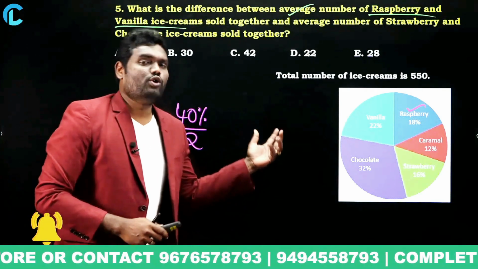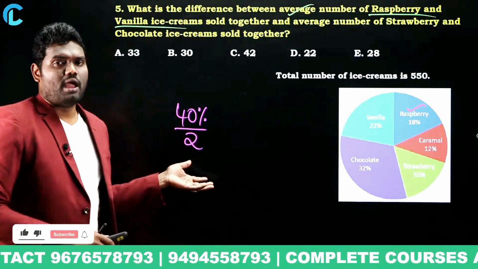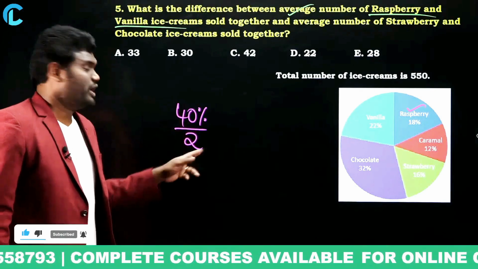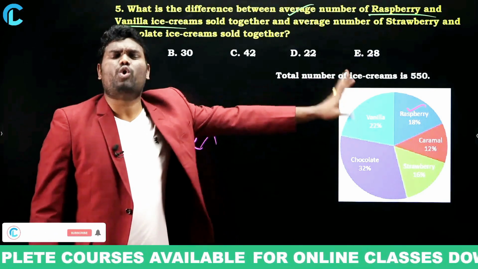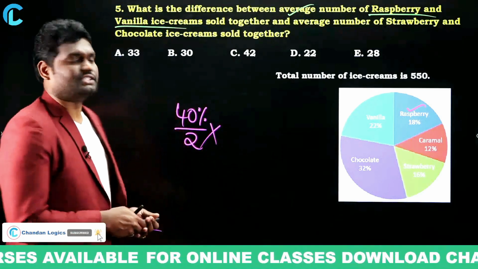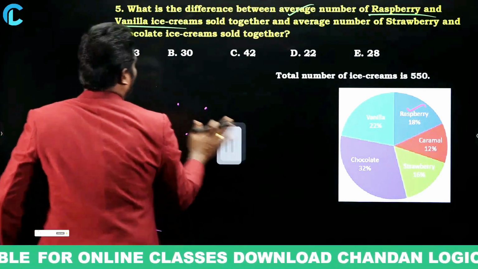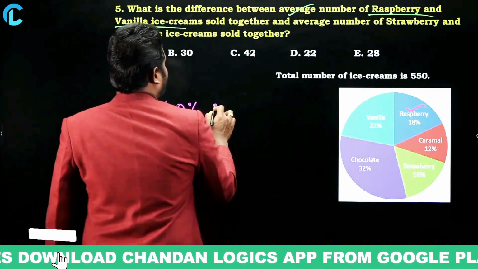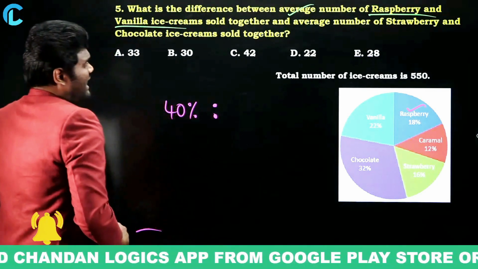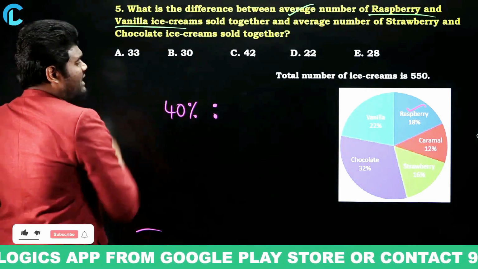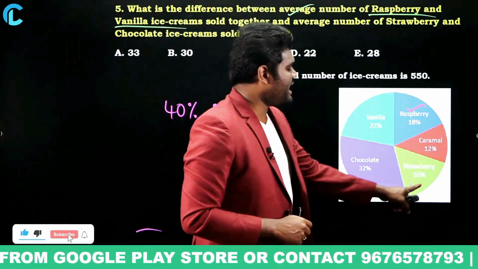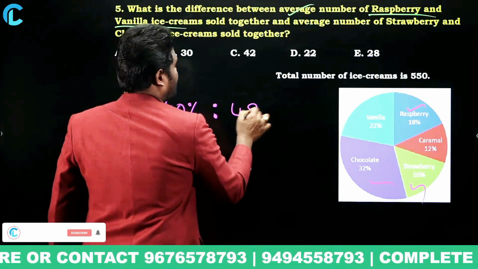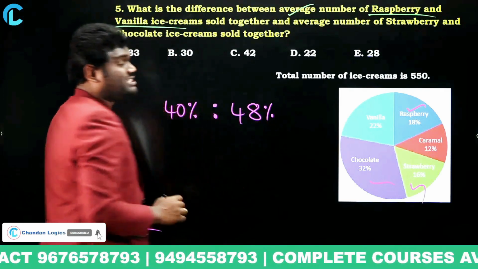The reason is that here you will divide by 2, and here you will also divide by 2. Don't do this calculation. Generally so many students will do 40% by 2 into 550 again. That is unnecessary calculation. So raspberry and vanilla combined together is 40%. Next, strawberry and chocolate combined together: strawberry 18, chocolate 32, together 48%.